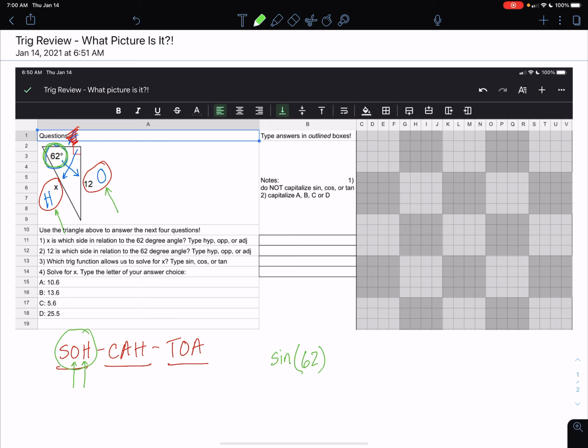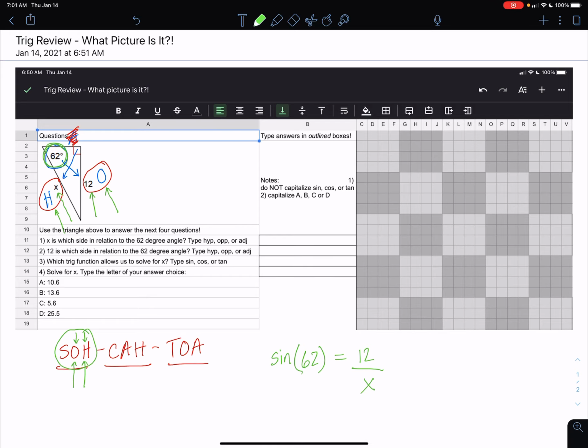So I'm going to put a 62 in there, and then that's going to equal our fraction. And our fraction is where the O and the H come into play. Since O comes first, that's going to be on top of our fraction, and so our O side is 12. So 12 goes on top. And then since H comes second, that's going to be on the bottom, and that's where x is. And so x is going to go on the bottom of this fraction.